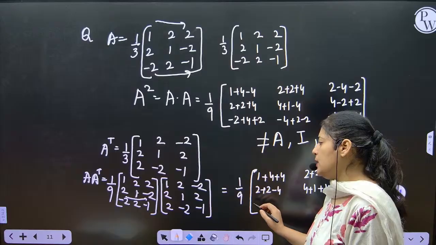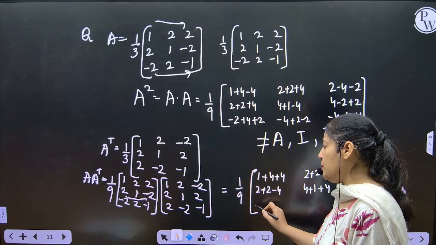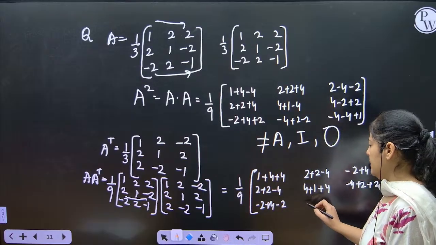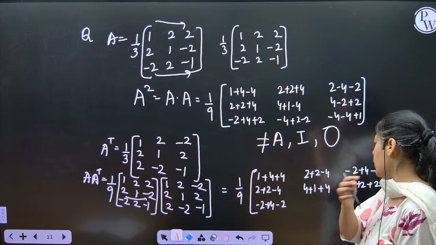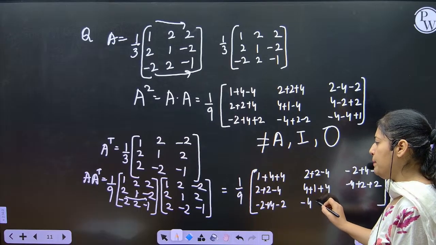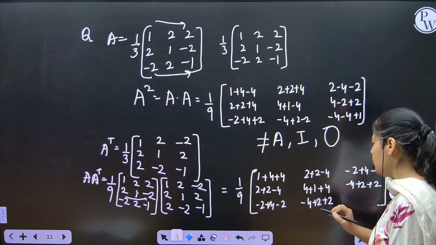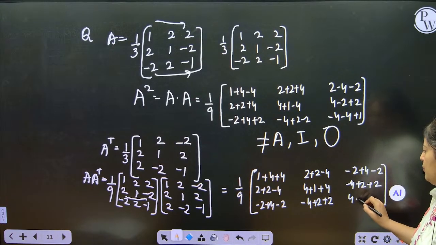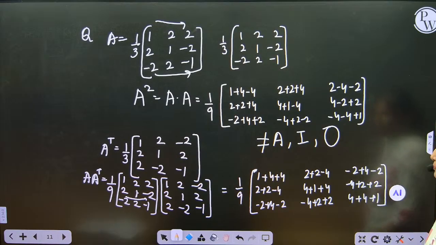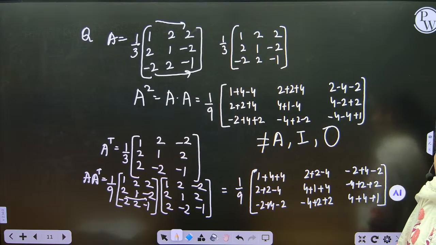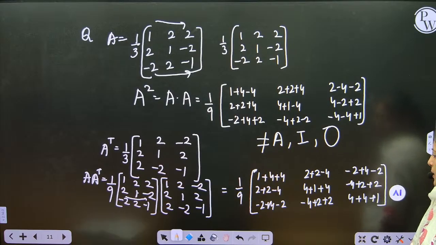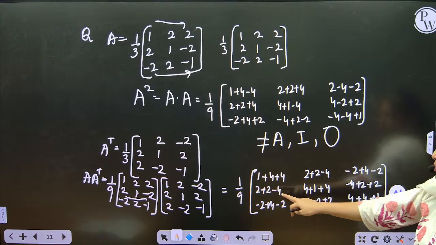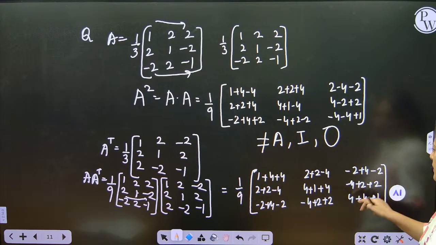This will come out to be the third row. I am multiplying with the first column now. Minus 2 plus 4 minus 2. The third row, second column: minus 4 plus 2 plus 2. Then plus 4, 4 and plus 1. So every time you have to do multiplication like this only. When you see, it will come out to be 9, 0, 0, 0, 9, 0, 0, 0, 9.